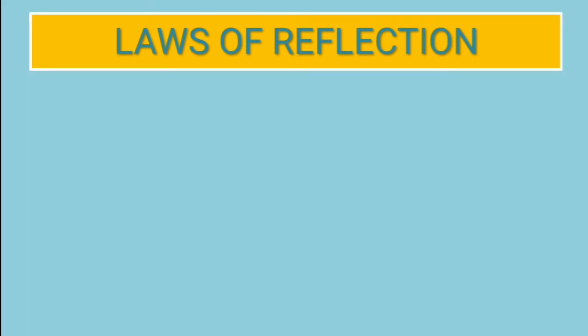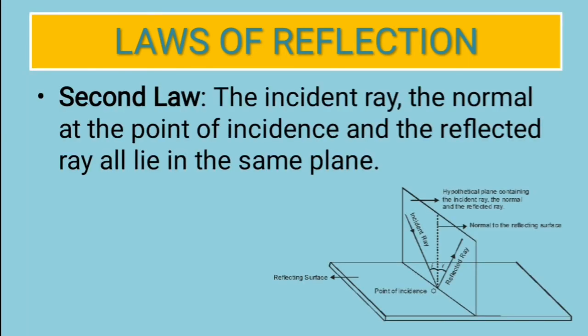Then what does the second law state? The second law states that the incident ray, the normal, sorry, the normal is not a ray, it is just an imaginary line, and then the reflected ray. So the incident ray, the normal and the reflected ray all lie in the same plane. As you can see from the diagram, the incident ray, normal and reflected ray are in the same plane. So this is what the second law states.